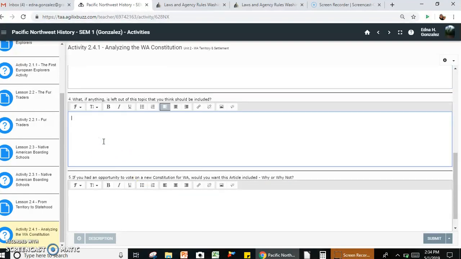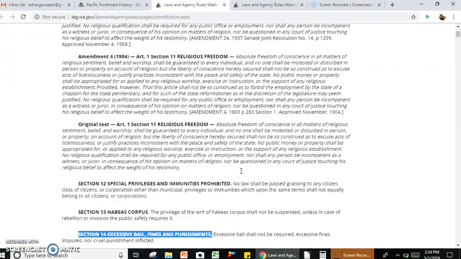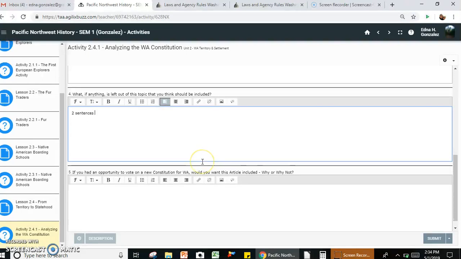Question 4 asks, what, if anything, is left out of this topic? So what is left out of this topic that you think should be included? Again, that is a personal opinion. You'll have to look at all the different sections, and you'll have to say what you feel is excluded. And I have a lot of students that say, I don't feel anything is left out. Don't just say that. Make sure that you add why you feel that nothing has been left out. I believe that every single right has been included, and this is important because, so remember, you need 2 sentences. Personal opinion, again, this is your own personal opinion.